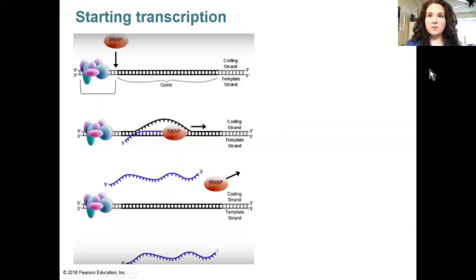All right, so I want to talk a little bit more about how transcription begins. Transcription, remember, is the process of using DNA to create RNA. And the question is, how does RNA polymerase know where to start?